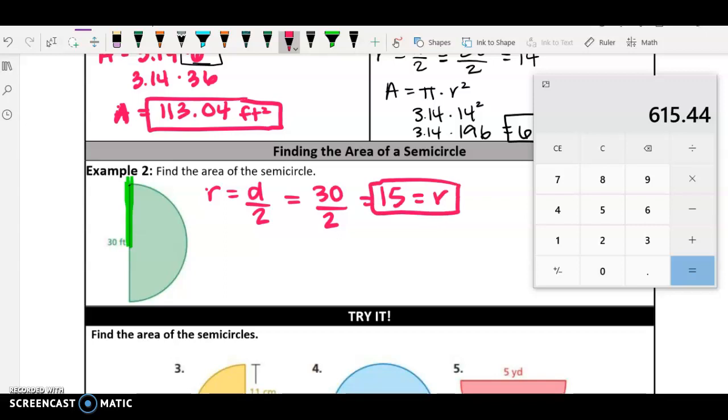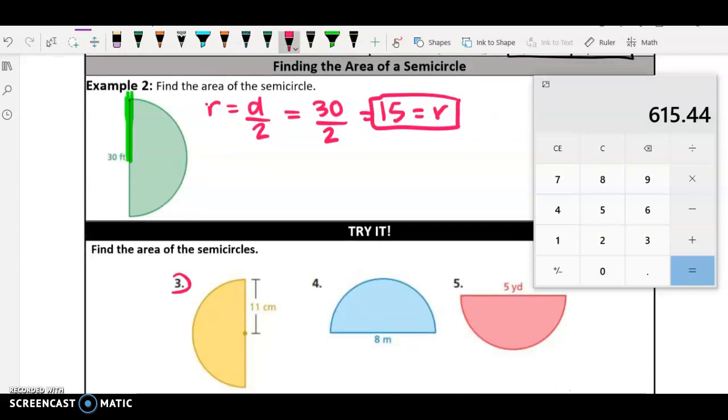And if they gave you just the radius, like down here on number 3, they give you the radius, so you don't have to do that step. But like on these two, they didn't give you the radius, they just told you what it is all the way across. You have to do this step first.